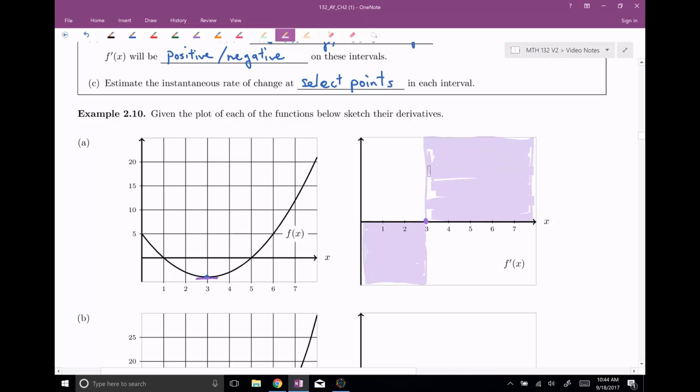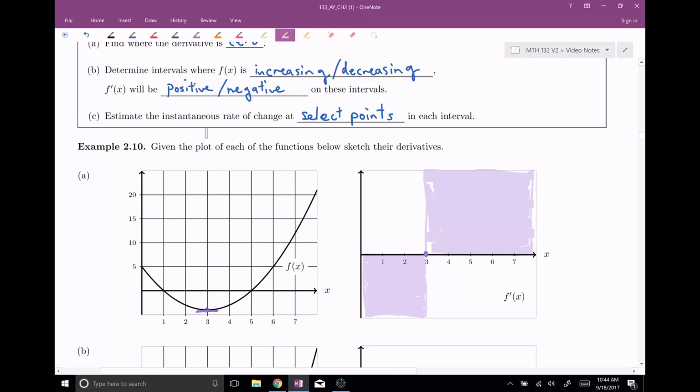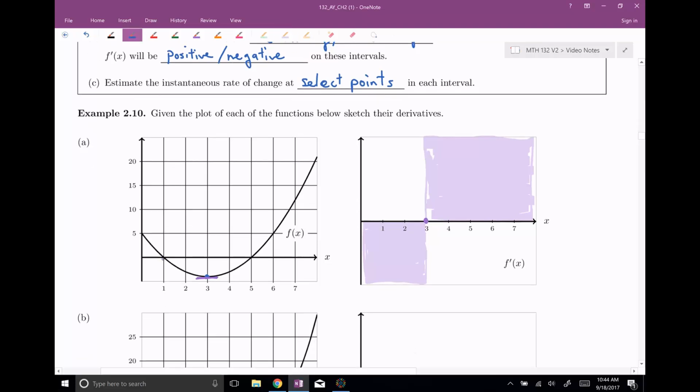All right, now that we've kind of figured out this stuff, we're going to go ahead and estimate this instantaneous rate of change, or the slope of the tangent line, at select points. So let's go ahead and do that. So for instance, maybe at 1 here.